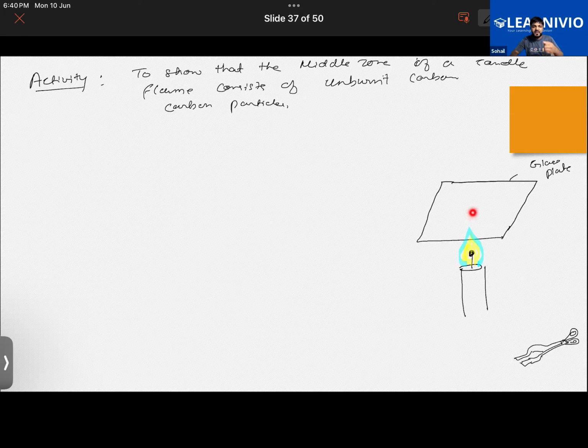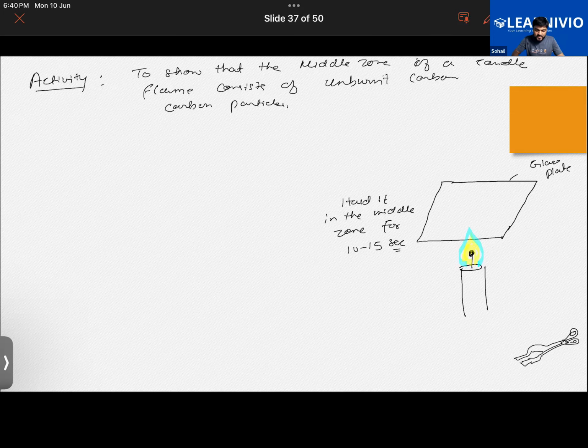Introduce this glass plate in the middle zone of the candle flame and hold it for a few seconds. Let us say you hold it for a very significant amount of time, let's say 10 minutes, then the glass will break. You are required to hold it for 10 to 15 seconds only. I'm not asking you to hold it for 10 to 15 minutes. Then now remove it.